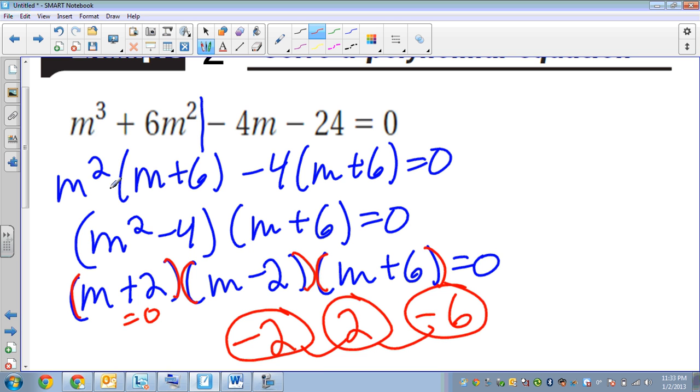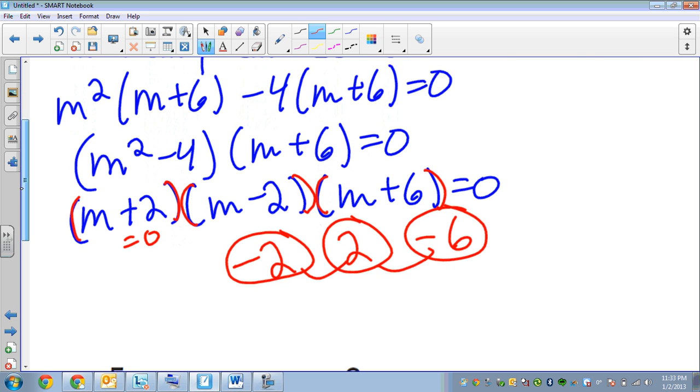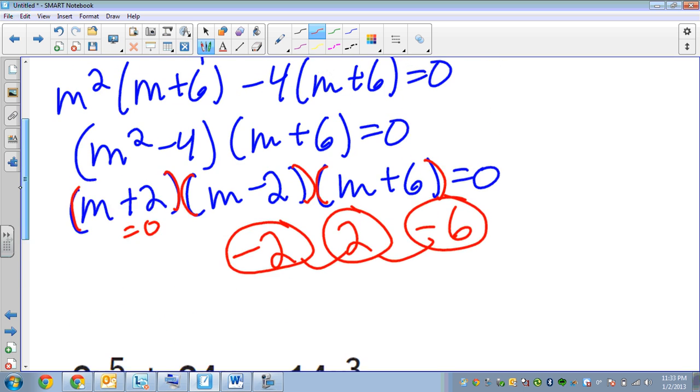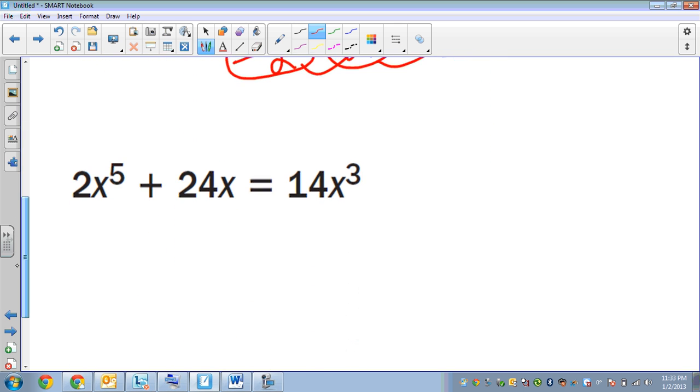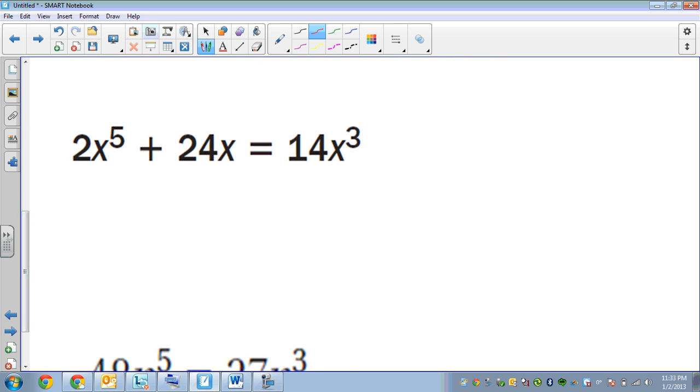So that's an example of solving using factoring by grouping, which we talked about yesterday. Again, if you need more time, pause it, let someone know. Next example.